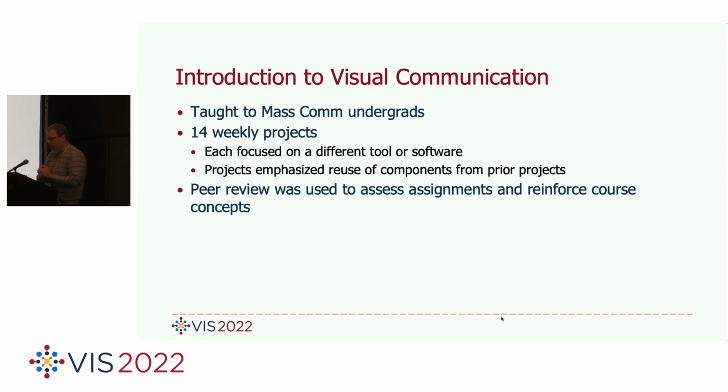The other course was called Introduction to Visual Communication. This particular course was taught in mass communications. It was taught to only undergraduates, so a very different style of course than you get from the computer science course. This course had 14 weekly projects, and peer review in this case was used for both assessment and for reinforcing the course concepts.